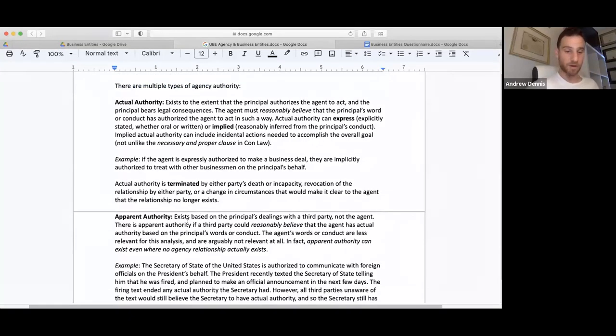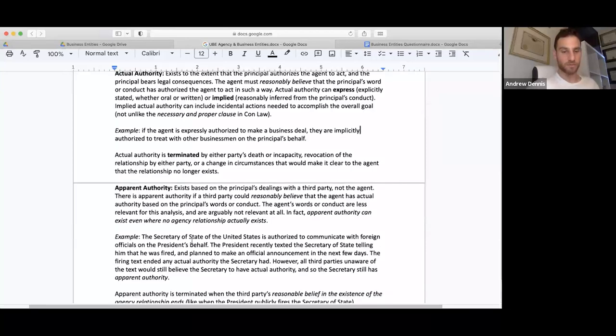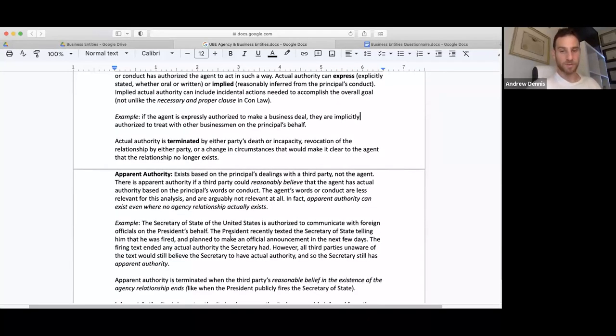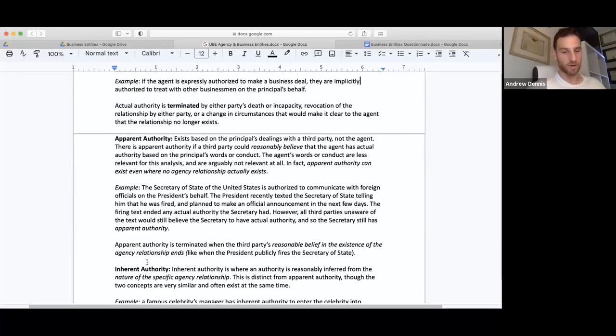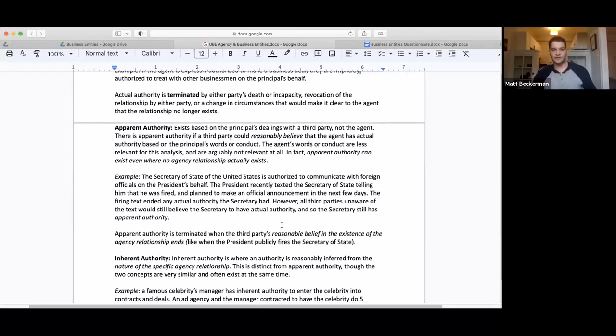Something heavily tested is apparent authority. Example: the Secretary of State of the United States is authorized to communicate with foreign officials on the president's behalf. The president recently texted the Secretary of State telling him that he was fired and planned to make an official announcement in the next few days. The firing text ended any actual authority the secretary had. However, all third parties unaware of the text would still believe the secretary to have actual authority, and so the secretary would still have apparent authority. That example is based on true events.